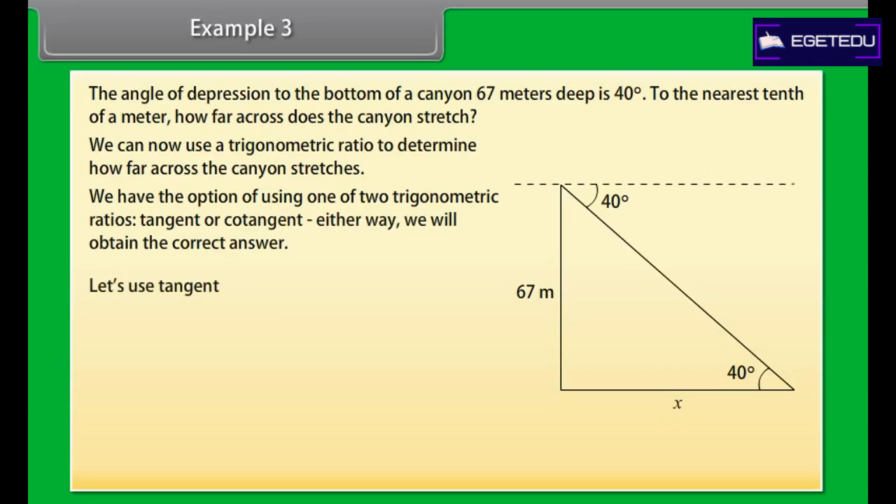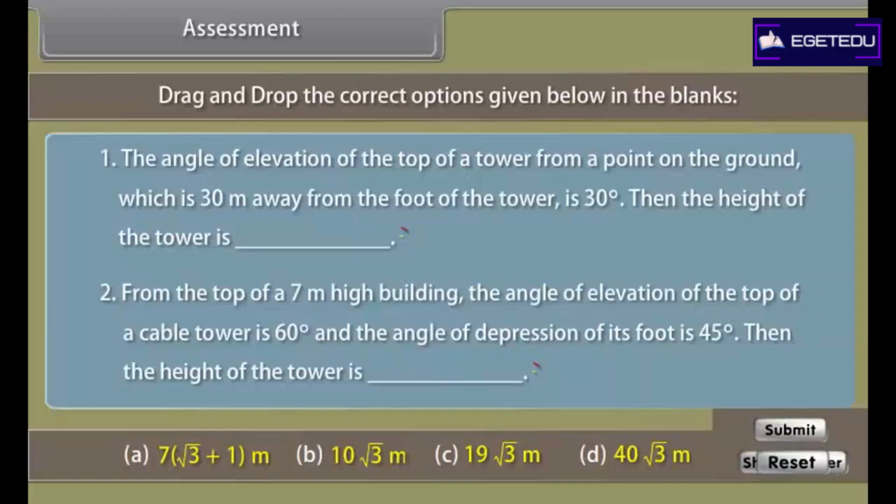Let's use tangent. Tan 40 degrees is equal to 67 upon x. x into tan 40 degrees is equal to 67. x is equal to 67 upon tan 40 degrees. x is equal to 79.76 meters. Therefore, the canyon stretches 79.76 meters across.